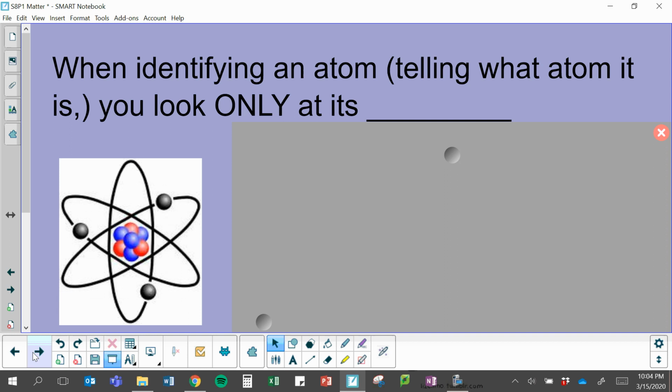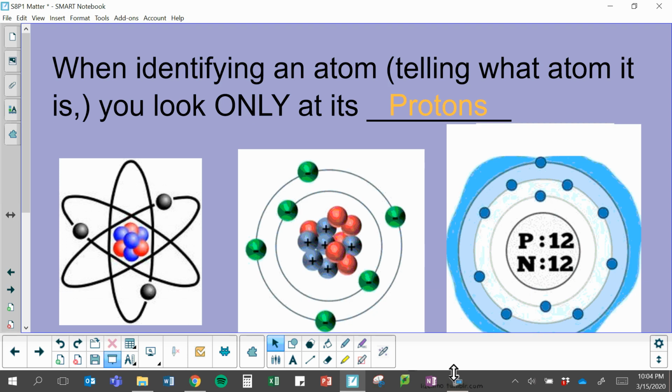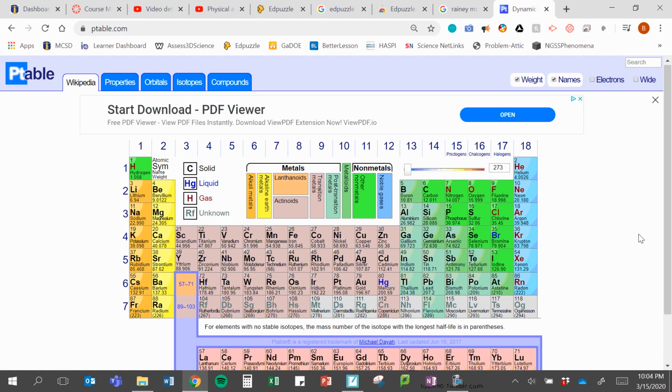Okay, so when identifying an atom, which is telling you what type of atom it is, what element it is, you only look at its protons. This is the number of protons. This is unique to each individual atom. So here, if we are looking at this one, we can count 1, 2, 3, 4, 5, 6 protons. And then we can actually go to a periodic table and look. Hydrogen has 1 proton, 2, 3, 4, 5, 6. So we can see 6 protons. That's going to be carbon.